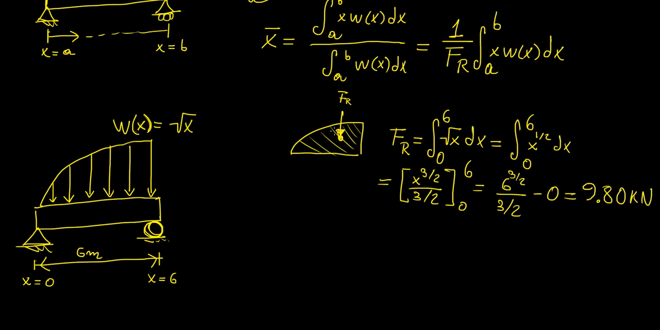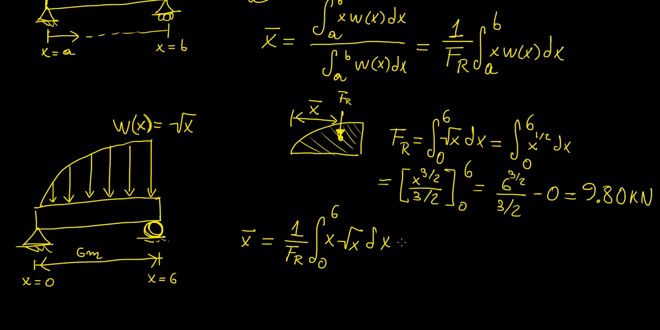Now we want to find the location of the centroid from the left-hand side. So we're going to call this x bar. For x bar, we use the formula above, which is 1 divided by the resultant force, times an integral from 0 to 6 once again. But in this case, we multiply the function of the distributed load by x. This is essentially like taking a statistical average of all the areas here. That's going to give us the centroid.